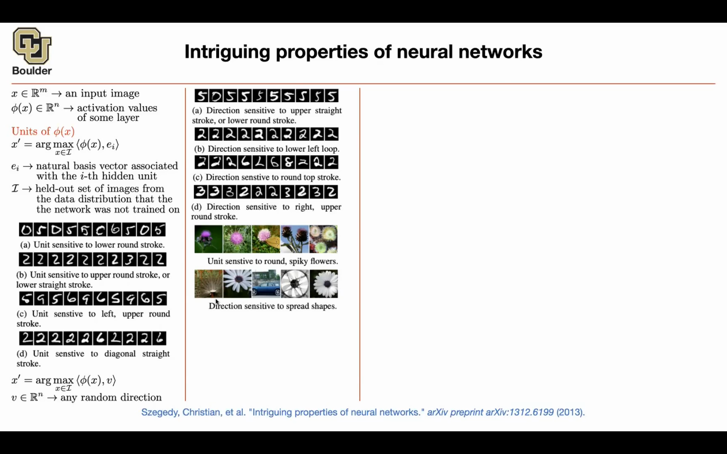You can interpret a random direction in a similar fashion. For instance, this set of images are sensitive to spread shapes. So it's a flower, that one is spread. I think that's a fan. This is a wheel, flower, etc.